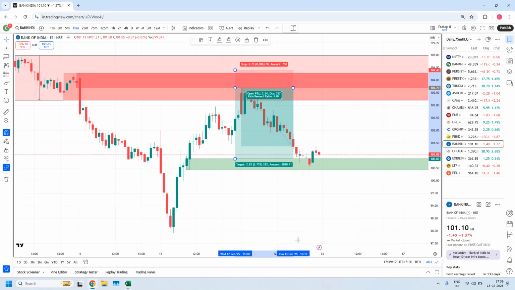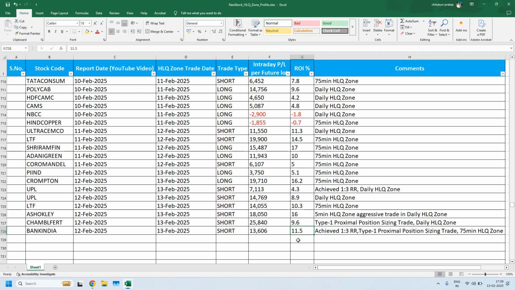If you reduce another 1% risk, so 4 times means you would have got 8 times ROA. You would have got 8% ROA.